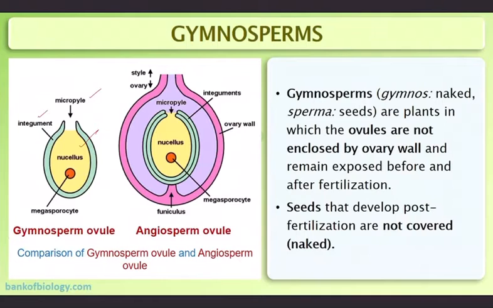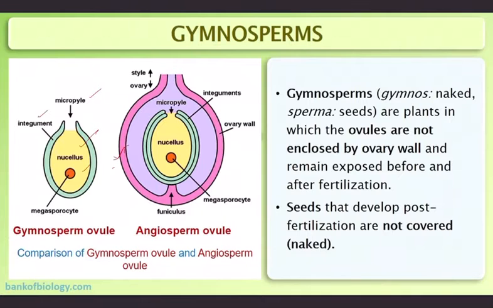Gymnosperm ovule: there is the integument, then the micropylar region, as we discussed, a small opening. And then there is a nutritive tissue called the nucellus. This nucellus provides nutrition for the growing embryo. And then there is the megasporocyte.